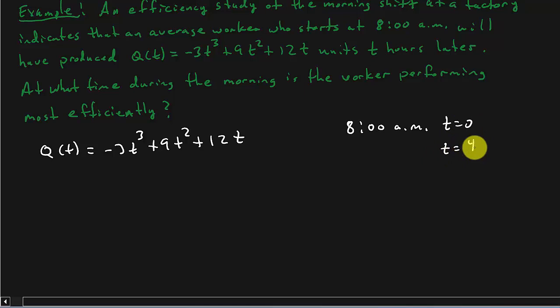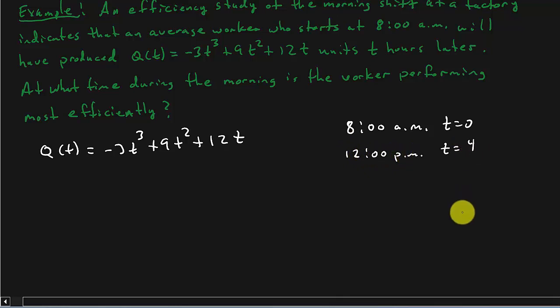Now where did 4 come in? Because they didn't say anything about 4 in the word problem. Well, it said the morning shift. So we're going to assume that the morning shift is from 8 to 12. So this would be to 12 p.m., which would be 4 hours later.